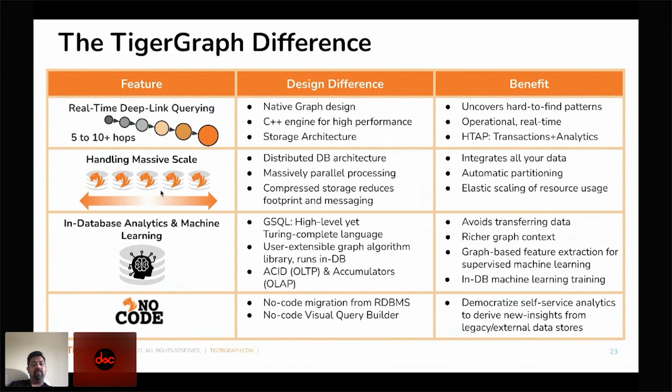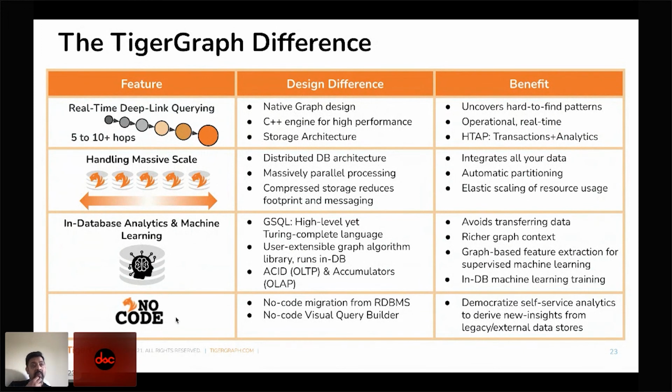Massive scale. We are the only database that has deployments live in terabytes. Our largest deployment is over 40 terabytes. We'll be deploying 100 terabytes in the coming year. And customers are ready for petabyte scale, talking about loading up petabytes into TigerGraph next year. We provide in-database analytics and machine learning much faster than any existing system out there.